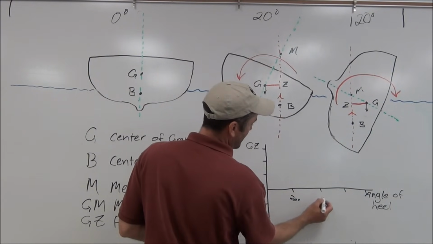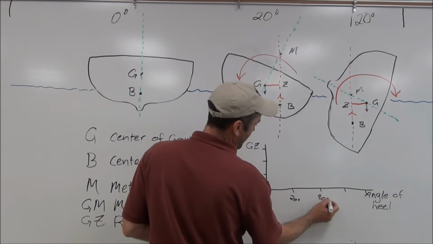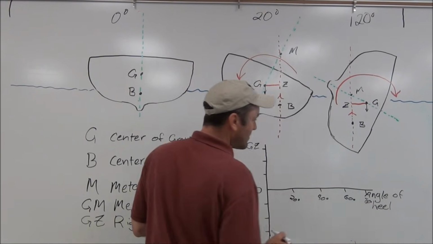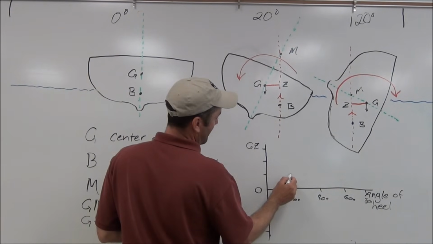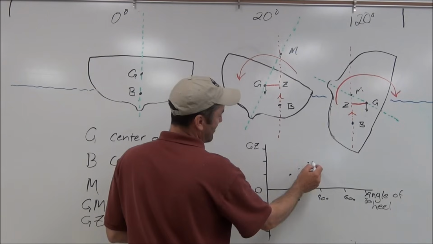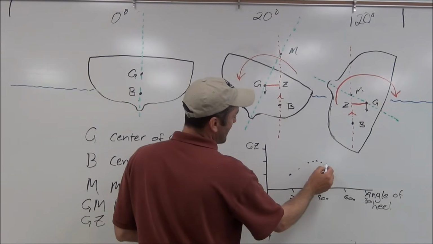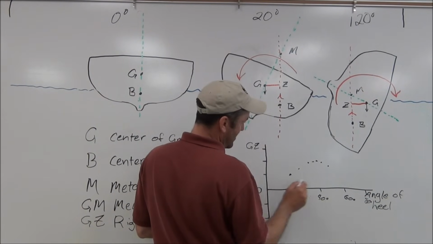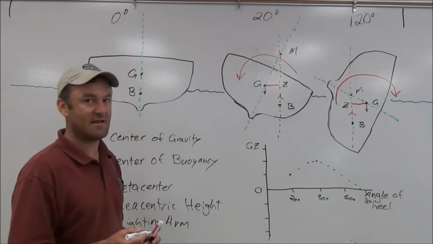We could say 20 degrees. We'll say 20, 40, 60 degrees, and 80 degrees. Okay. If we were to plot that, so 20 degrees, we could say we got a 1 foot righting arm. And as you keep tipping the boat, that righting arm starts to plot to be bigger and bigger. But then you're going to reach a point where the righting arm reaches its maximum. And then as you start to tip the boat further, increasing the angle of heel, the righting arm here starts to decrease. Keeps going until it gets back to 0.